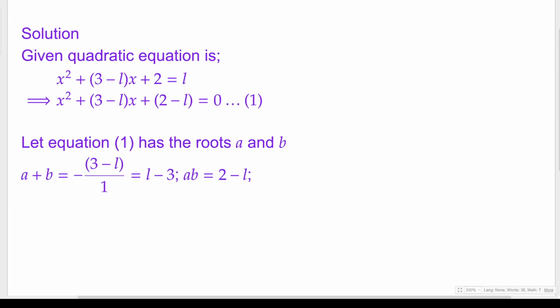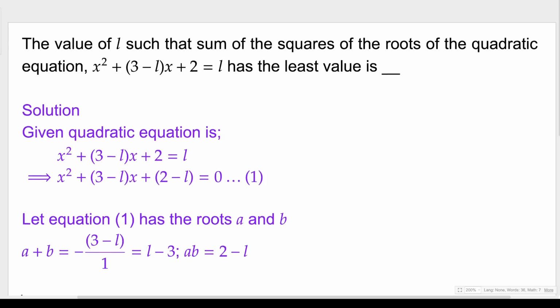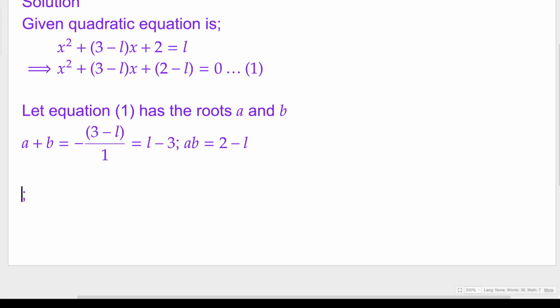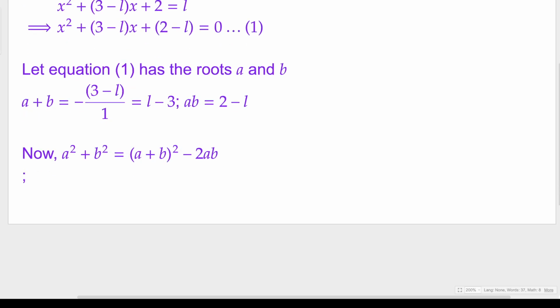With these given points, I'll proceed ahead and try to compute this least value, that is, I'll try to establish the relation for the sum of the squares of the roots. For the sum of the squares of the roots, one root is taken and squared, and the next root is taken and squared, and we need to find the sum. So a² + b² can be written as (a + b)² − 2ab. This is the standard identity.